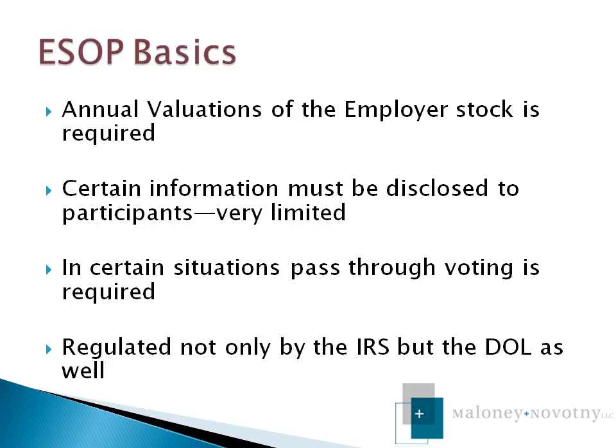And then also, there is a requirement for ESOPs that they can only have voting stock in the plan, and also that in certain situations, pass-through voting is required. What that means is that for shares allocated to a participant's account, in certain situations, the trustee has to pass through the voting on those issues. Those are typically reorganizations of the business, sale of substantially all of the business assets of the company, and certain things such as that.